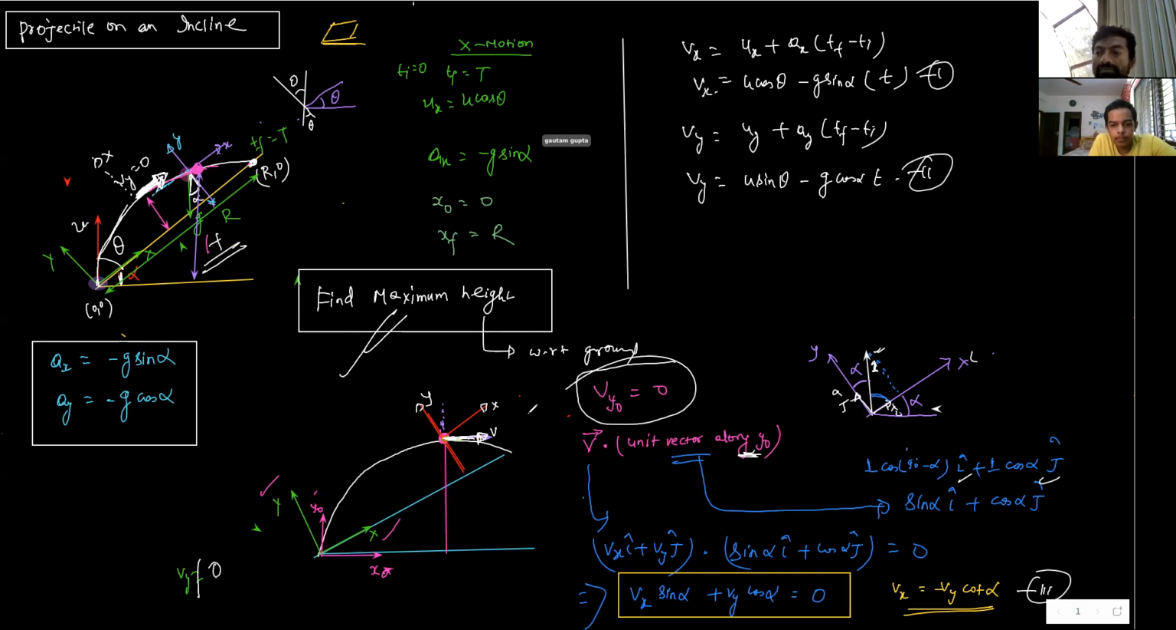Any doubt? So this is your projectile on an incline. No need to remember any formula. Just remember how to solve it. You have to quickly write the x motion and y motion, write all the parameters given in the question, then apply these 3 equations and manipulate them to get your answer.